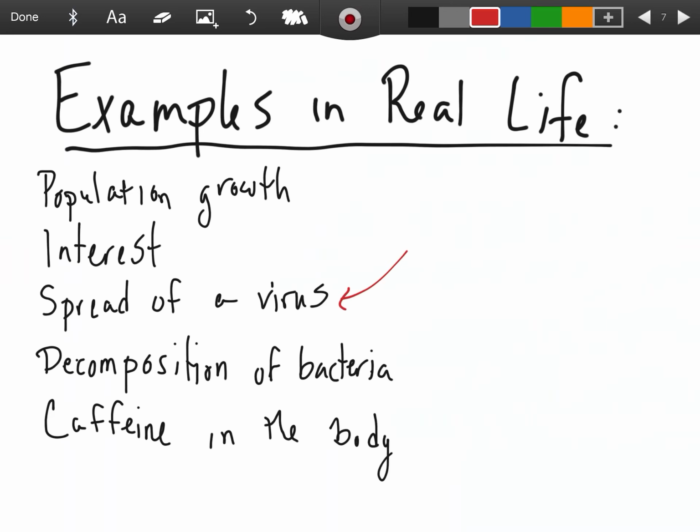And then as far as decay goes, maybe we're talking about the decomposition of some bacteria or some material, or maybe even the decomposition of caffeine in the body. When you drink your coffee at 2 p.m., how is that affecting your sleep? Because how much caffeine is left in your body by the time you're going to bed at night? So exponential growth and exponential decay, we're definitely going to do some cool real-world modeling with that in this chapter.